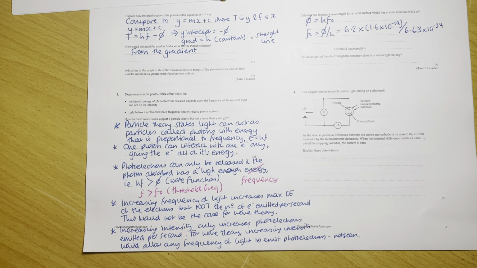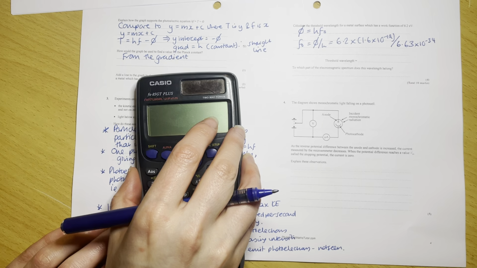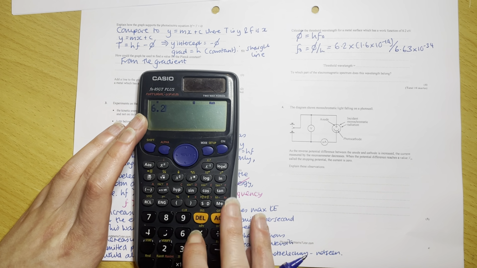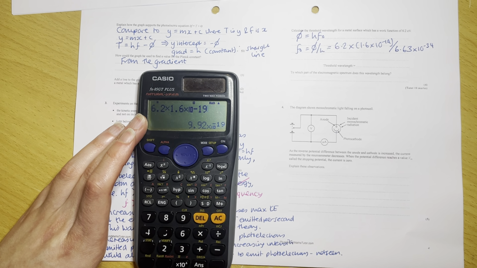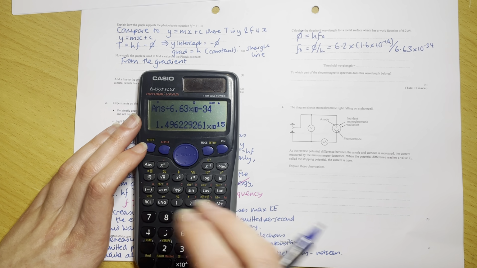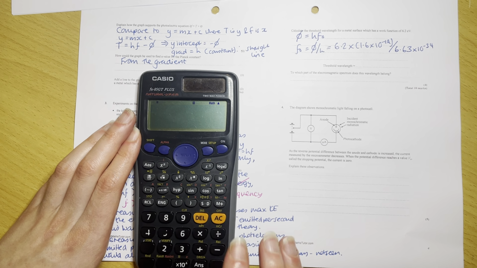Let me just check that one. Yeah, that is right. There are lots of constants that are all very similar, and that is one of them. So 6.2 times 1.6 times 10 to the minus 19 divided by 6.63 times 10 to the minus 34, and we get hopefully the right answer. No, that seems odd. What have I done there? Once again, let's try that again.